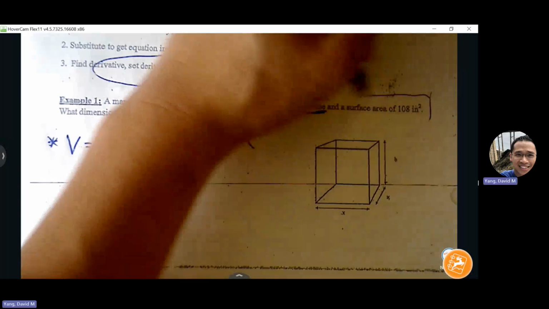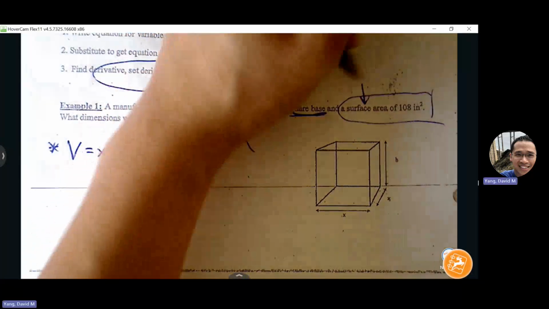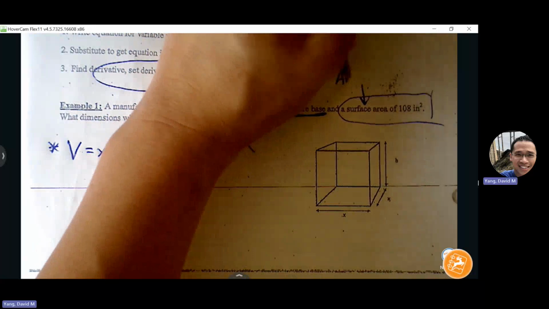Now surface area, if we think about what that really is saying, is we want to find the area of all the surfaces.